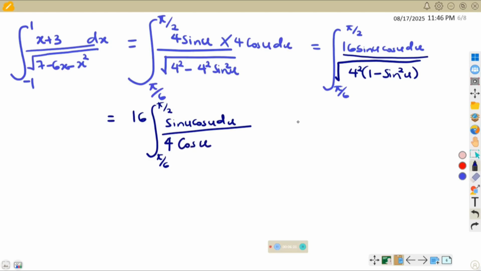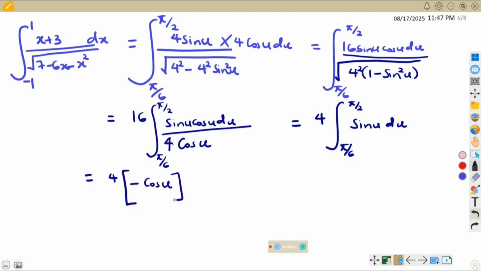So cos u and cos u will cancel. The 4 will reduce the 16. We will remain with the 4 from integral pi over 6 to pi over 2. I remain with the sine u du. When you integrate sine u, you will have negative cos u from pi over 6 to pi over 2. Pull out the negative, you will have negative 4 into cos u of pi over 6 to pi over 2.